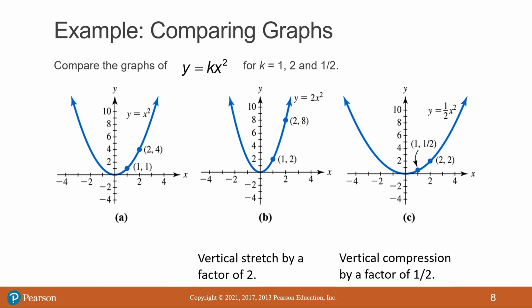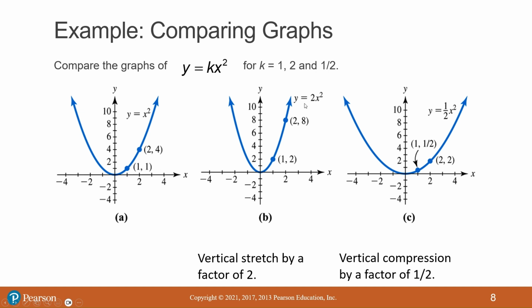Now let's compare graphs. We want to compare the graphs of y equals k times x squared for k equals 1, 2, and 1/2. Now our original graph is here at A. This is y equals x squared. You can see we have a vertex here at 0, 0. Then our first point is 1, 1. Our second point is 2, 4.